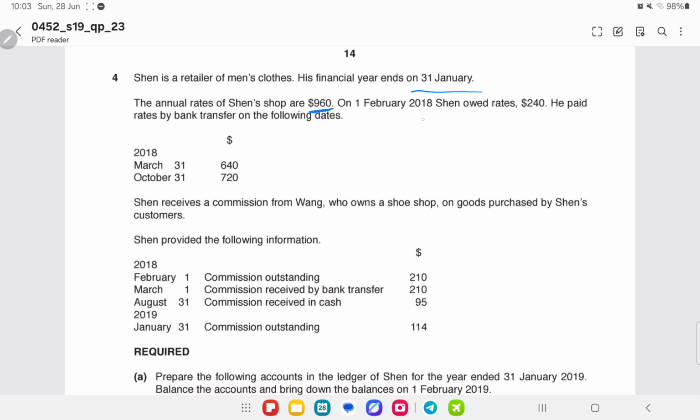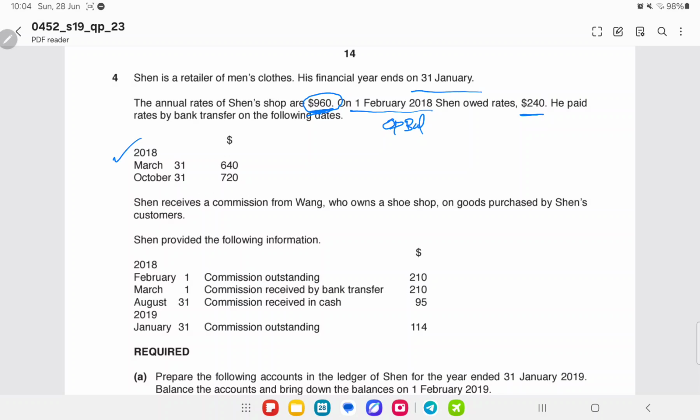So on 1st February 2018, this is the opening date. Okay, this is the opening balance. Shen owed rates $240 and he paid rates by bank transfer, and there is some other information also given on how he paid the rates. On March 31st $640, October 31st $720. So total we need to pay for the annual rates is only 960, but he paid 640 as well as on October 31st he paid 720.